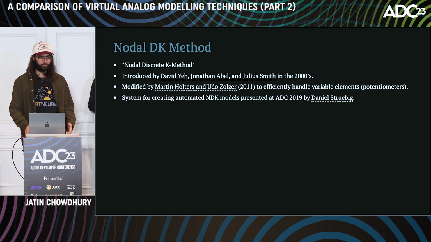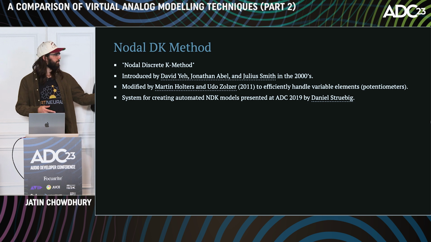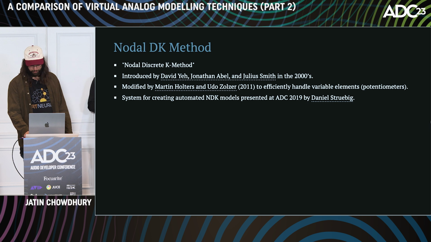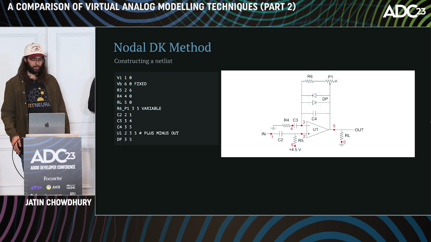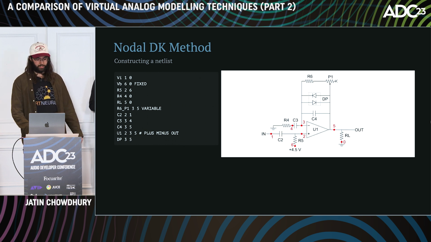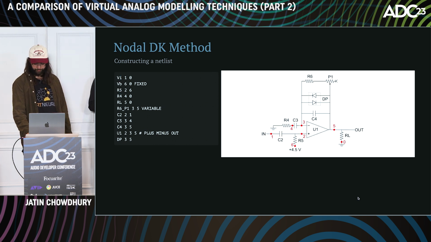And if you've heard this name Nodal DK before, that's because Daniel is around here somewhere. There he is. Yeah, he did a presentation or a poster about this in 2019 and showed his framework for doing this. So I won't go into too much detail, but the way you do a Nodal DK model, you start by labeling things. You go through your circuit and assign a number to each node, and then you write down, like for your input voltage, it goes from node 1 to node 0, which is ground, so it's kind of fake. And then like resistor 5 goes from node 2 to node 6 and things like that.